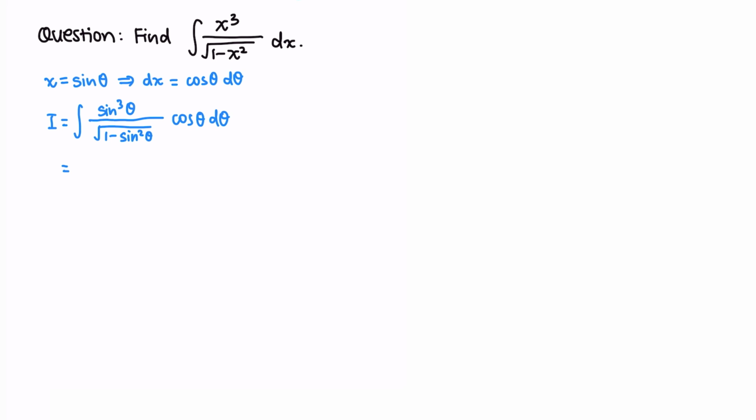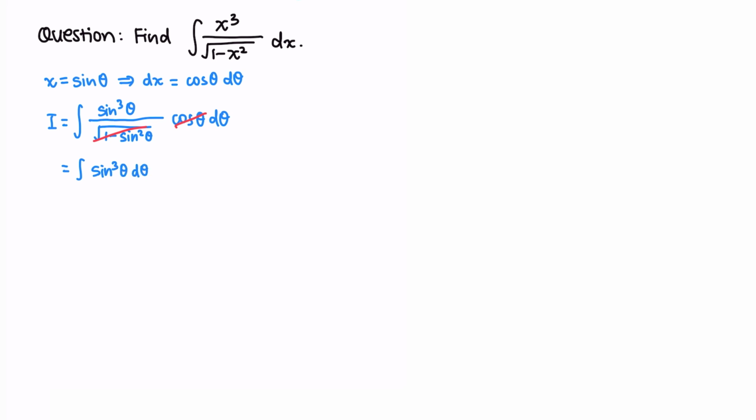Now if you remember your trig identities, sine squared theta plus cosine squared theta is equal to 1. So 1 minus sine squared theta is just cosine squared theta. And if you square root that, this entire thing just becomes cosine theta. So this cosine theta cancels out with this cosine theta. And our integral just becomes sine cubed theta d theta.